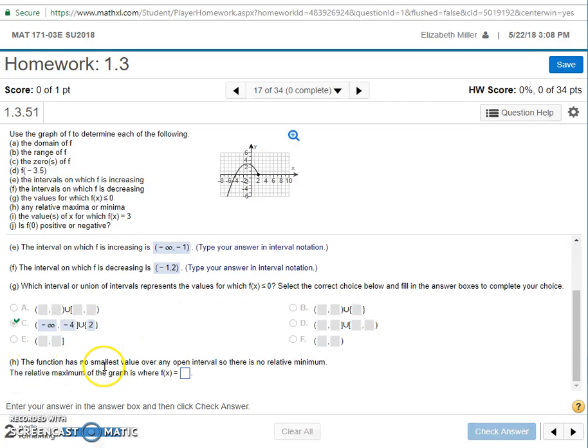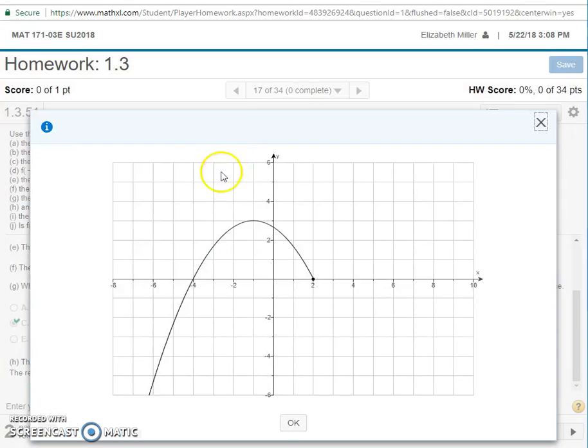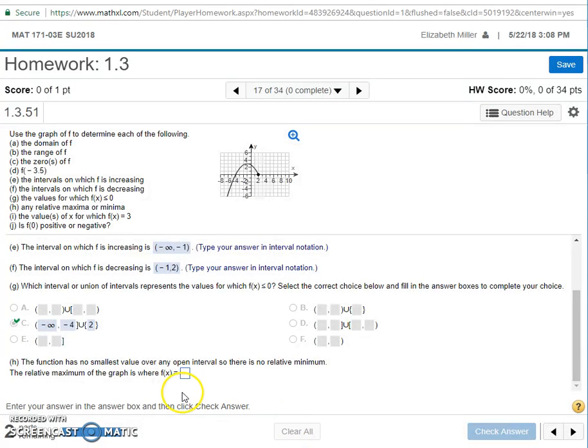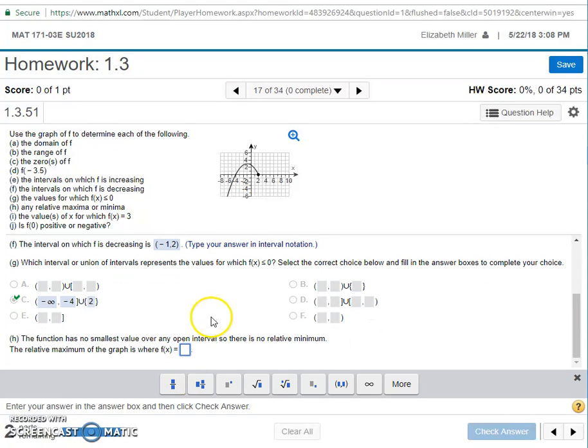The function has no smallest value, meaning no minimums. Okay. The maximum, though, is just the point where it reaches its max height. So it reaches the max height at 1, 3. Okay. It says where f of x equals 3. Remember, that's the y value. Okay, over here is the y value. The x is right there. So it's where f of x equals 3.